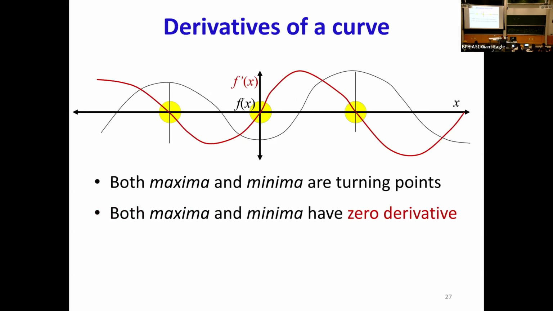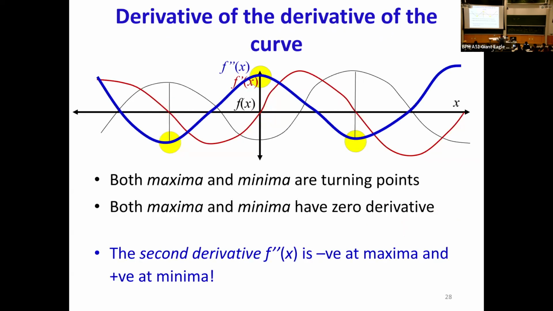If I plot the derivative of the function for both maxima and minima, at a maximum, the function is initially increasing, then it flattens, and then it's decreasing. So the derivative is initially positive, then it becomes 0, and then it becomes negative. At a minimum, the function is initially decreasing, so the derivative is negative, then it flattens and becomes 0, and then the function begins to increase and the derivative becomes positive. That's what the red curve looks like, going from positive to negative at a maximum, from negative to positive at a minimum.